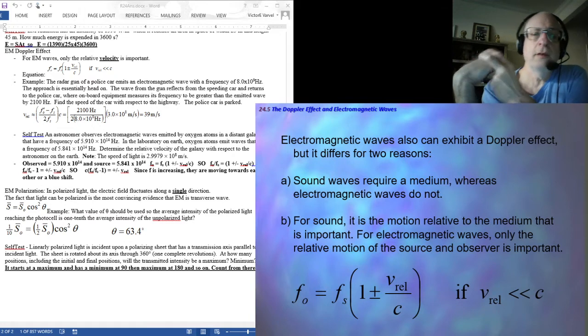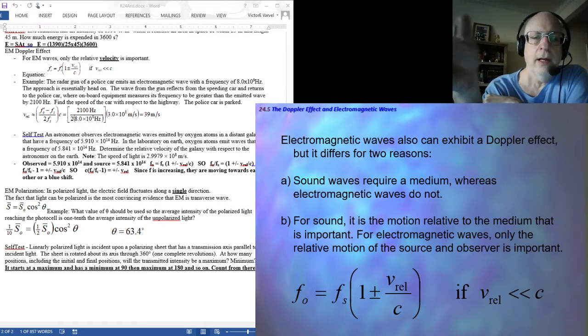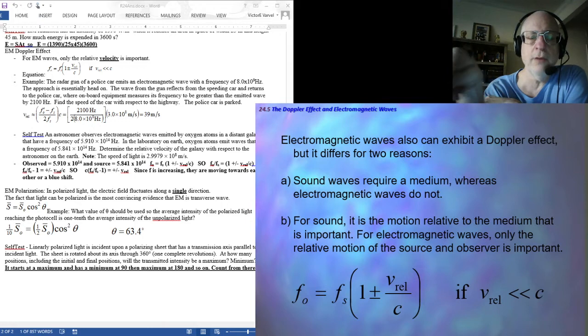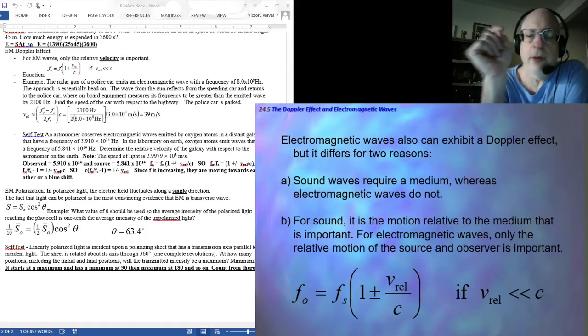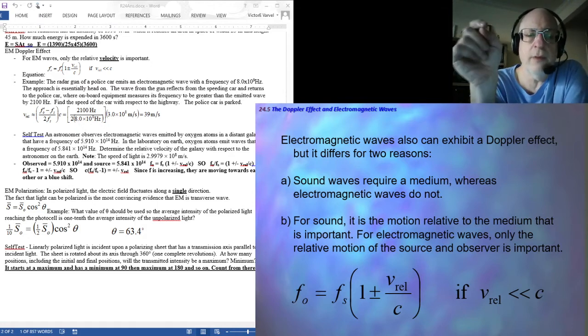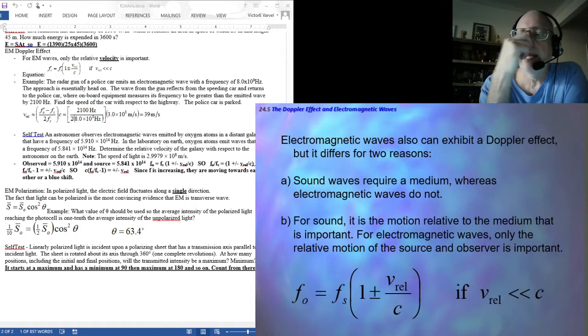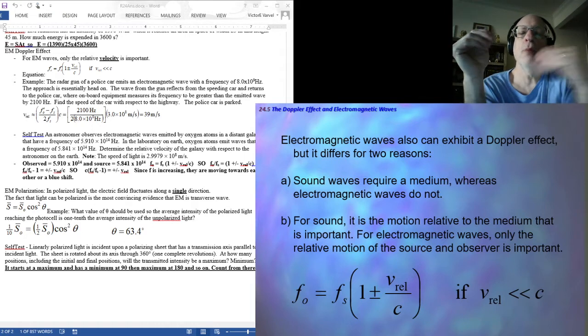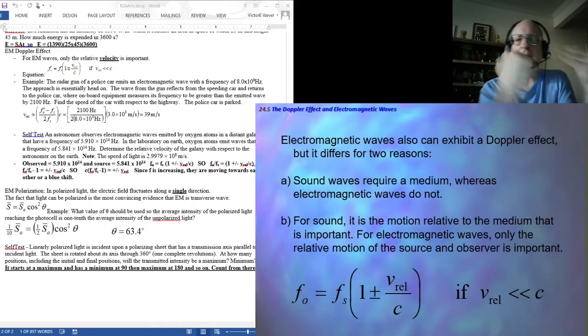In this case, you only have one term. You only have a numerator. You don't have a big denominator factor, and there's no squared, because remember, it was 1 plus or minus v squared over c squared in the sound Doppler effect equation. So our equation here is frequency of the observer equals frequency of the source times 1 plus or minus relative velocity divided by the speed of light. And that plus or minus is determined by whether they are moving towards each other, away from each other, or in the same direction.